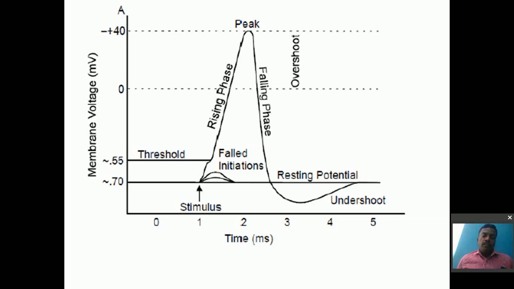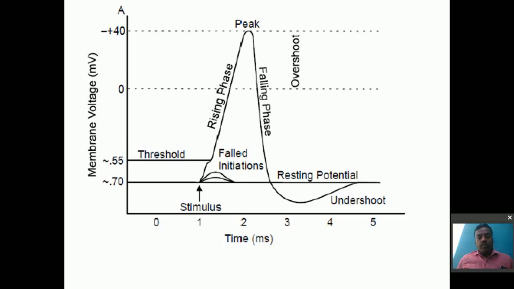So the cell allows the particles to move inside or outside during the rising phase, then it reaches the peak value, plus 40. Then during the peak time, a large amount of charged particles move inside the cell or outside the cell, or vice versa.